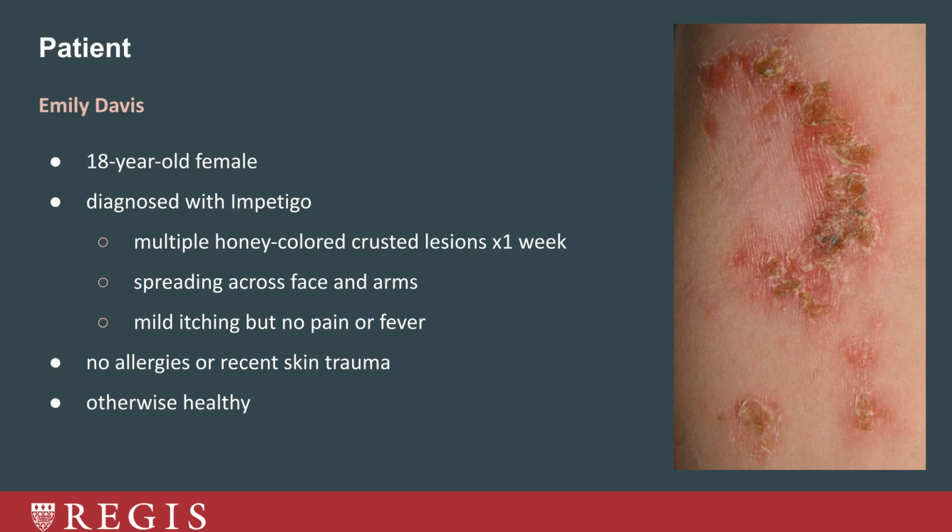Our patient today is an 18-year-old female diagnosed with impetigo after being assessed and finding multiple honey-colored crusted lesions spreading across the face and arms, causing mild itching but no pain or fever, and this episode has been ongoing for at least 1 week. This patient has no allergies or recent trauma noted to the skin. She is an otherwise healthy female.